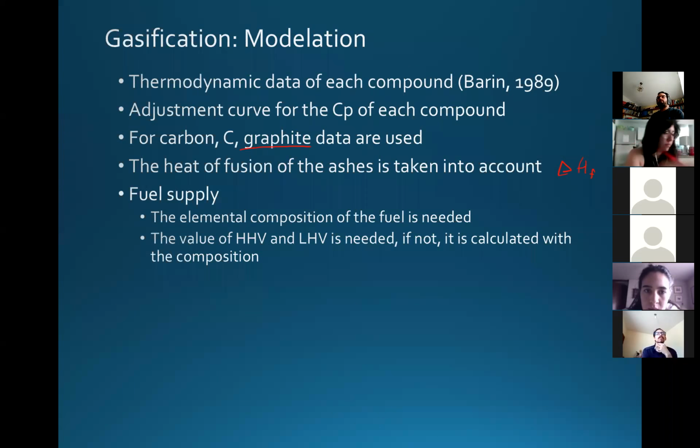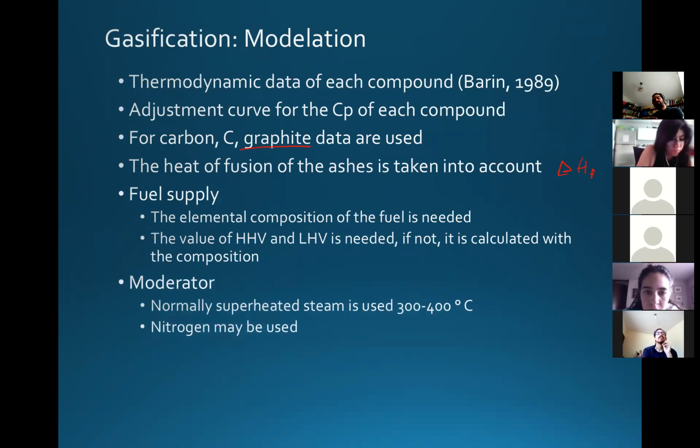Right, that you have the elemental composition: how much carbon, how much hydrogen, how much oxygen, and so on. And the higher heating value and lower heating value is needed too for the model. So that one should be obtained before. If you don't have it, of course, it can be estimated with a Dulong equation or any other method that you want.